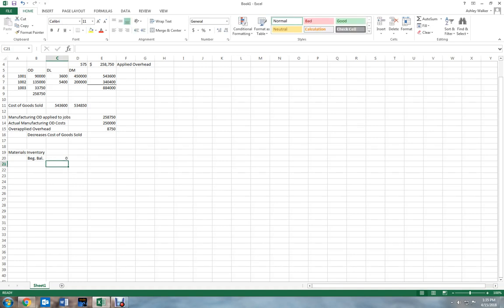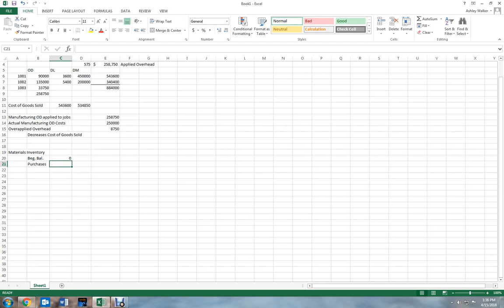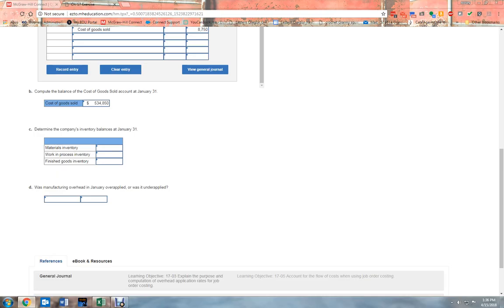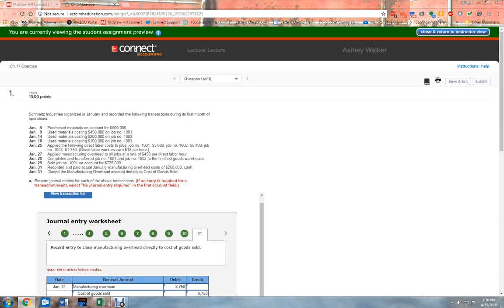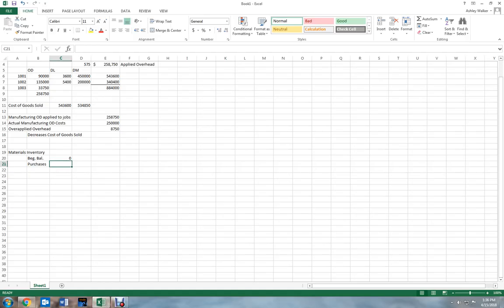Okay. So the only thing that would be in there would be stuff we purchased. Clean this up a little. So we go back and look, and remember we'd purchased materials for $800,000. Doesn't matter, it was on account, still goes in that inventory.